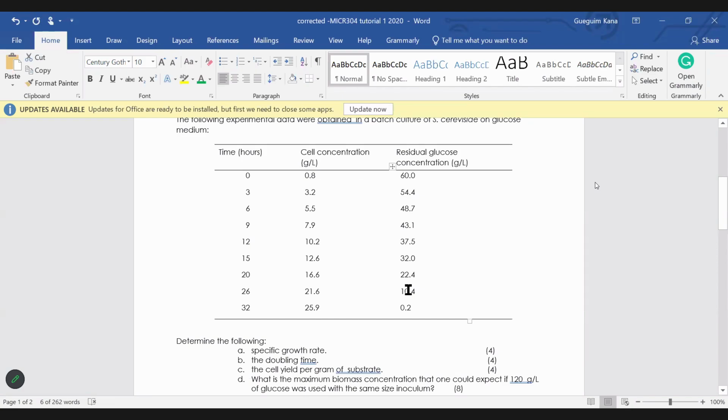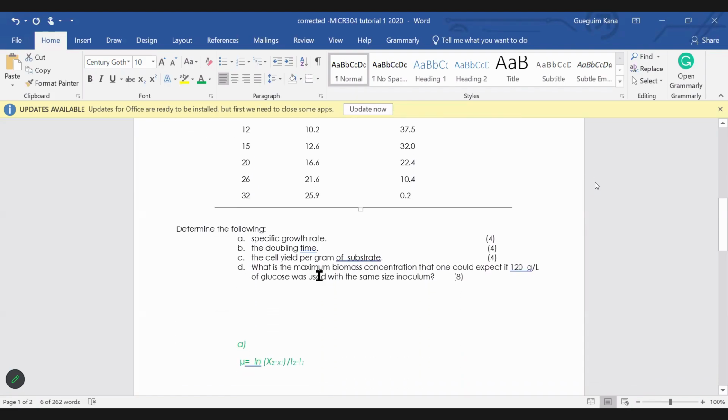Okay, let me just repeat. First, you have the process time, you have the cell concentration, and you have the glucose concentrations that will diminish. Just a quick note here: you see that cells are growing. That's why the biomass is increasing. Cells are feeding on the glucose. That's why we start from 60, then it decreases to 50, 40, because cells are consuming the glucose.